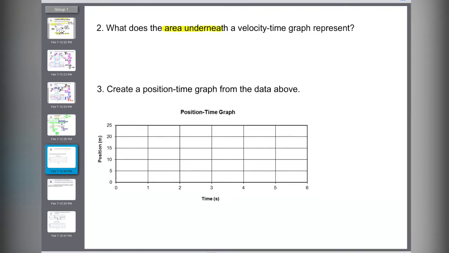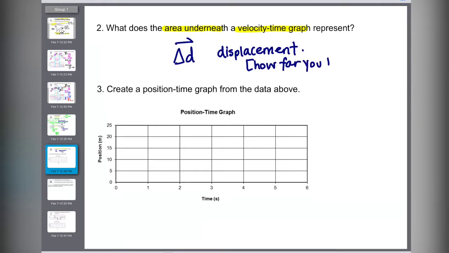What does the area underneath the velocity time graph? Make sure you highlight it. This is an important part. Area under a velocity time graph. We already talked about that. It's actually your displacement. So it's telling you how far you traveled.